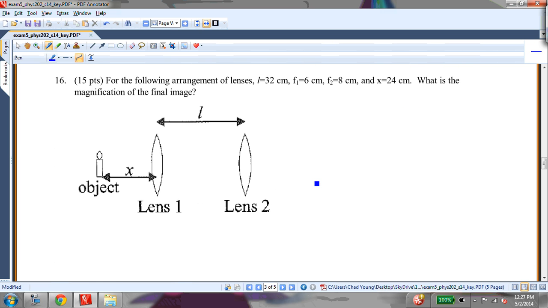All right, let's look at this scenario. This is 32 centimeters. I'll call this P1. All right, first I want to find Q1.